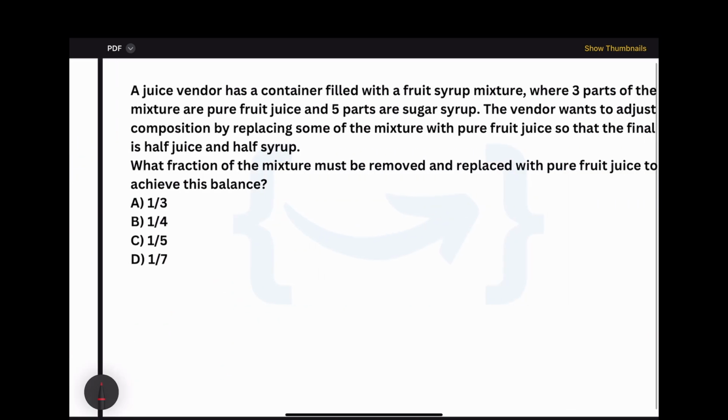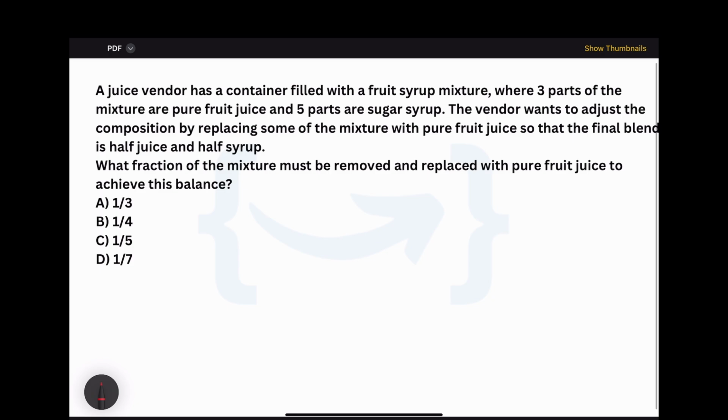Clear? So now another question, which is: a juice vendor has a container filled with a fruit syrup mixture, a fruit and syrup mixture, where 3 parts of the mixture are pure fruit juice. So pure fruit juice is 3 parts, and 5 parts are sugar syrup. For sugar syrup, there are 5 parts.